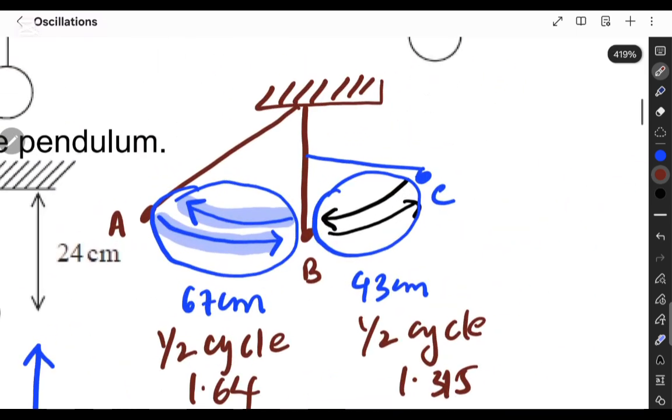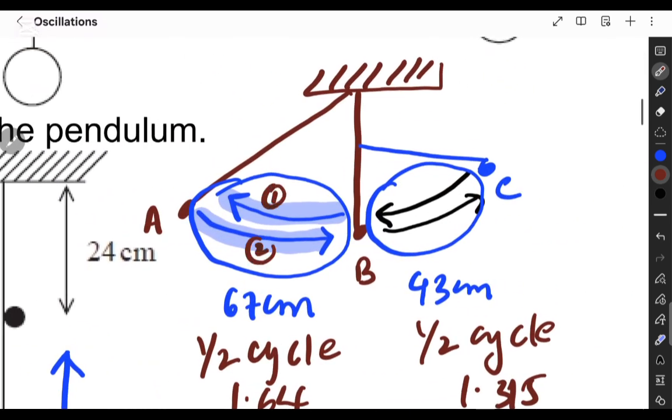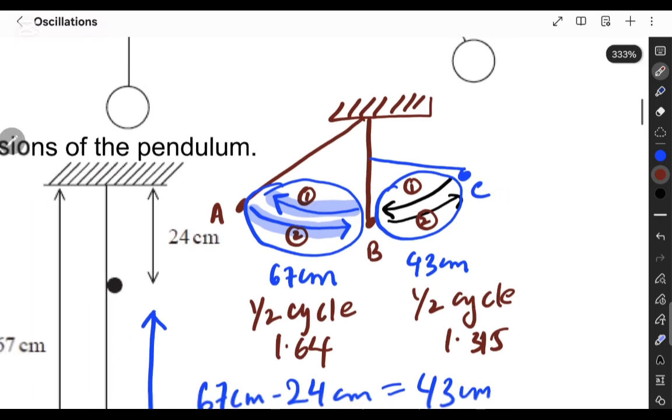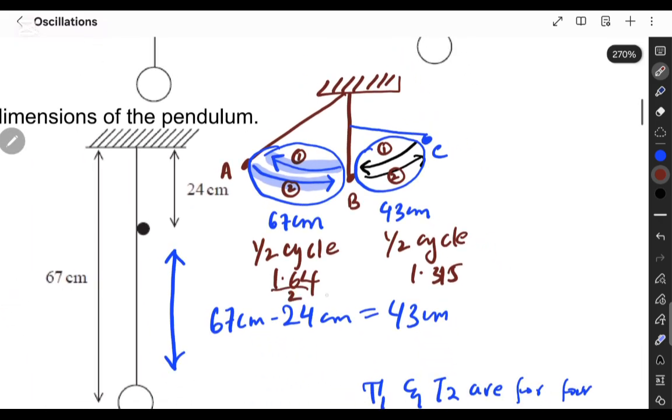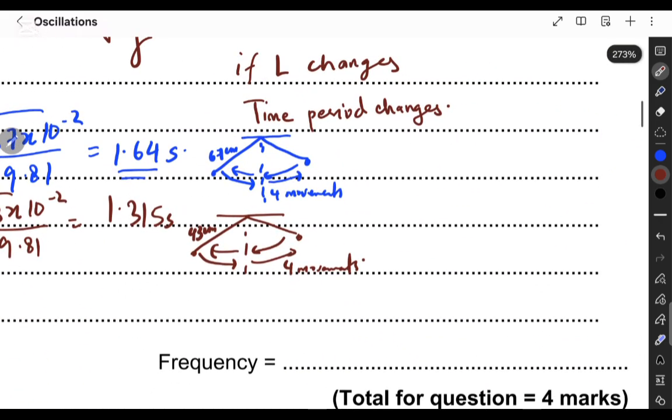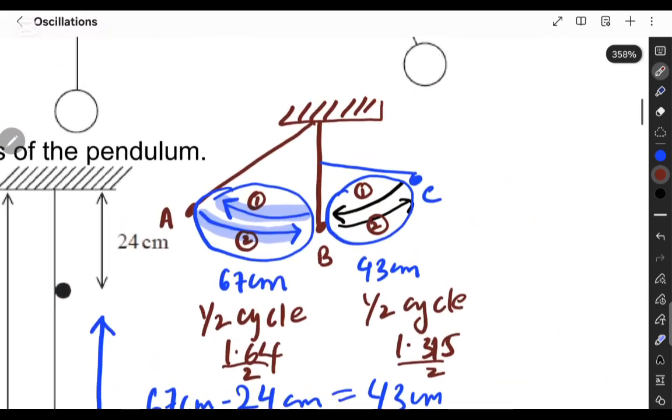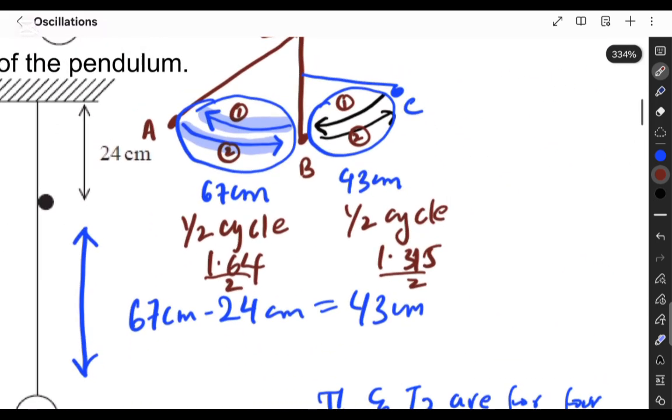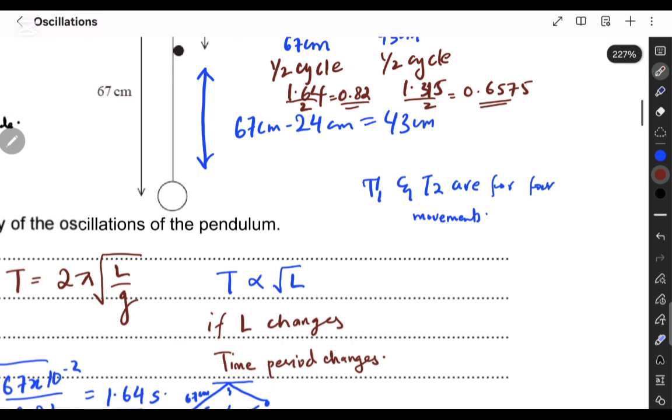Now notice here, we only have 2 movements. So for 2 movements, I'm just going to divide these values by 2. Here we have 4 movements, but I'm looking at the time taken for these 2 movements, so I'm going to do time period divided by 2. That's going to give me 1.64 divided by 2, which is 0.82, and 1.315 divided by 2, which is 0.6575.